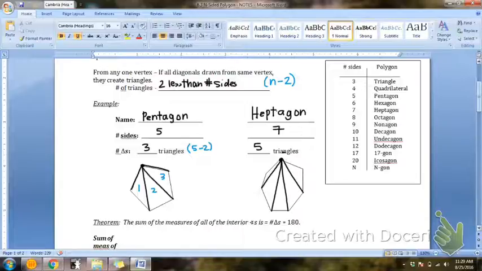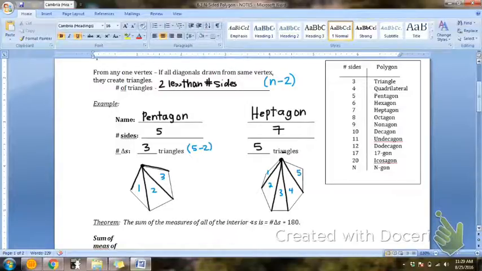I can't go to the 2 that are right beside it because those already exist. So we have 1, 2, 3, 4, 5 triangles. And this is going to happen no matter how big the shape is or how small the shape is. Okay, so the number of triangles is going to be really important.